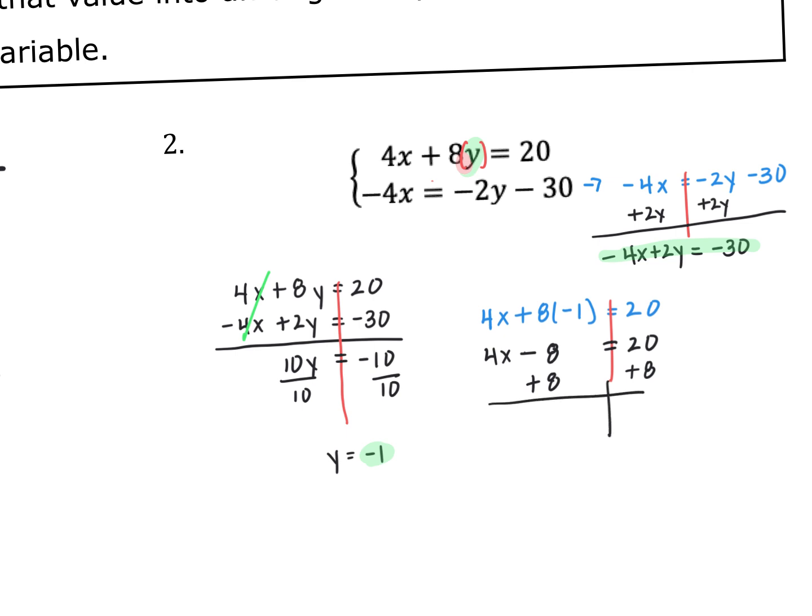So now I have 4x on my left side and 28 on my right side. I'm going to divide by 4, and I get x equals 7. So for my final solution, I need to put them in an ordered pair. So I have 7, negative 1. That's my ordered pair. I could graph 7, negative 1, and that would land on a graph.